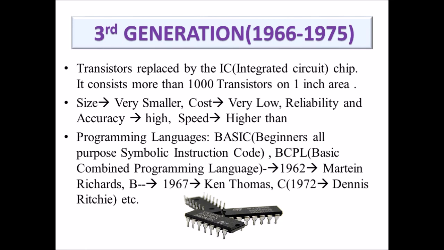The programming languages used in this generation were BASIC, BCPL, and Martin Richards gave different languages. B language came into existence in 1967. Ken Thompson gave the B language, and the C programming language also came into existence in 1972, given by Dennis Ritchie, etc. This image shows the IC.